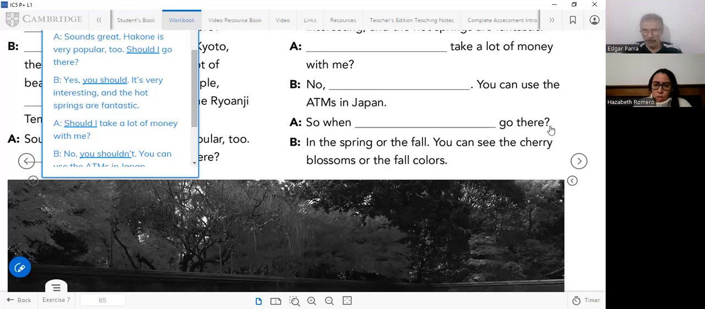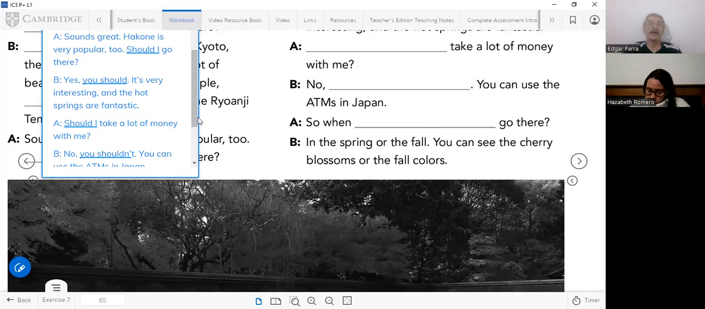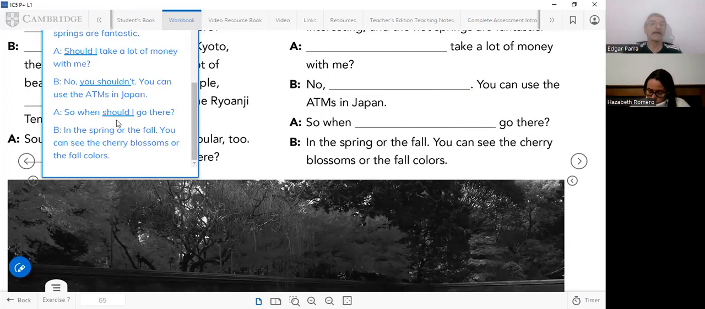I. Observe that this is a question. So when should I go there? Should I go there? You see? It's over here and it is over here too. So when should I go there? In spring. Okay, continue reading letter B, please.